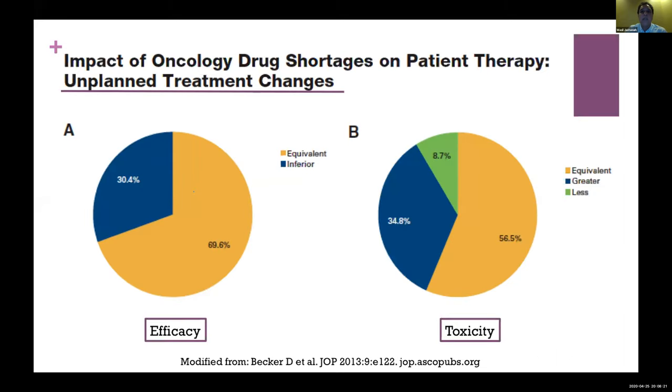A single center study from New York similarly reported the impact of unplanned treatment changes due to chemotherapy shortage. And it showed that the alternative was associated with inferior efficacy in 30% and greater toxicity in approximately 35%.